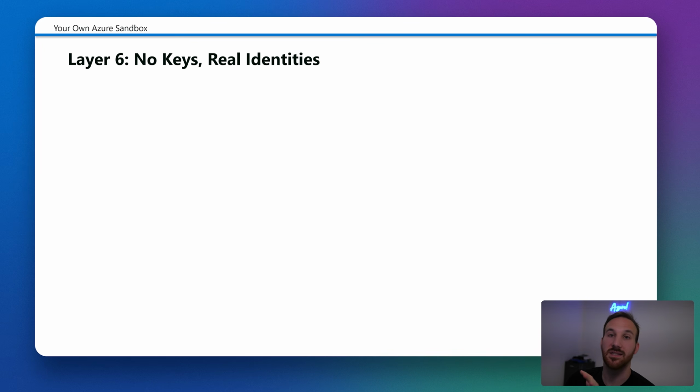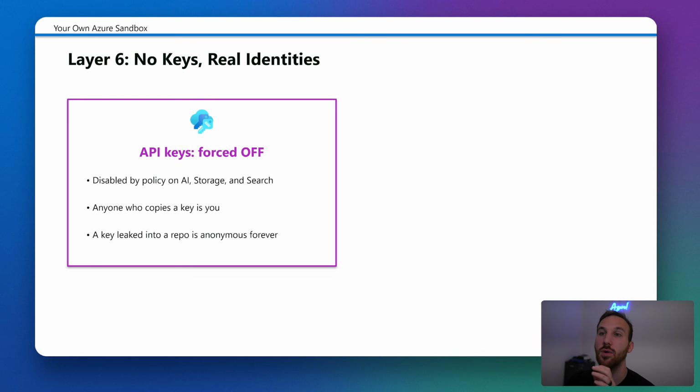The 6th layer is having no keys. There's no API keys that are allowed in any of the resources. This is because API keys generally leak. And this is just a best practice, right? If there is an API key that ends up in someone's hands who's not a good actor, then they could take advantage of that API key and you wouldn't know if it's coming from the person you actually gave it to or someone who's being malicious.